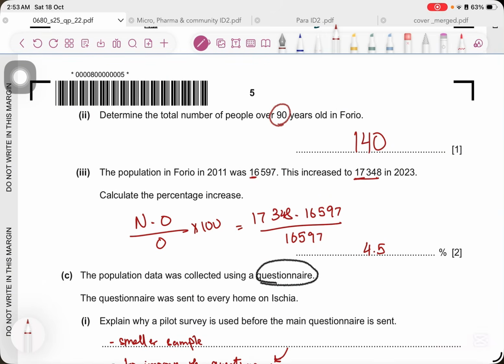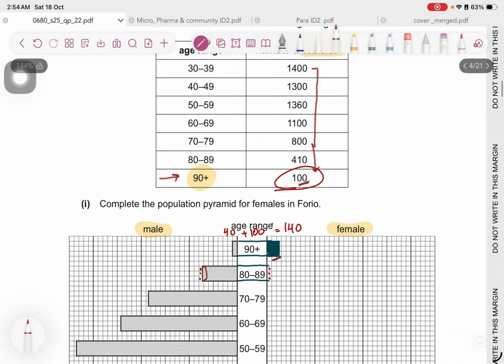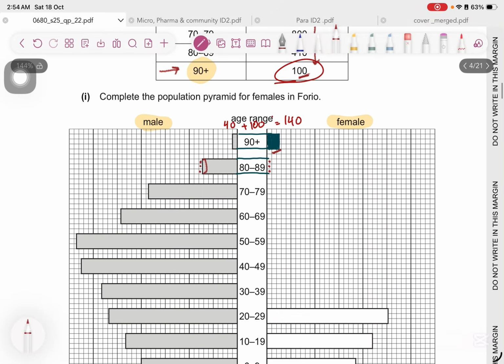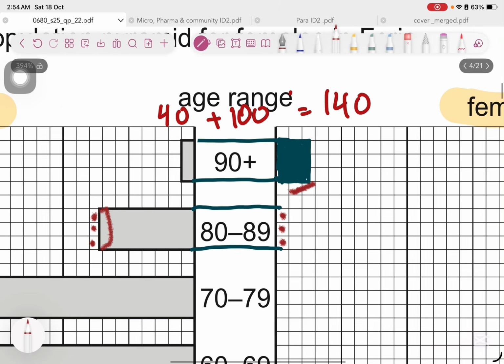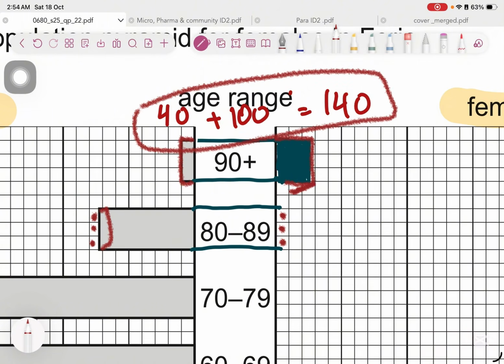Determine the total number of people over 90 years old in Forio. Now, they mentioned people. They didn't just mention males or females. They want both, okay? So we're going to take the males and the females, or the females and the males, whatever. Okay? So what we're going to do is we're going to come here. You're going to find that this is 40, okay? And this part, it's 100. So you're going to add them together. That's going to give you 140.